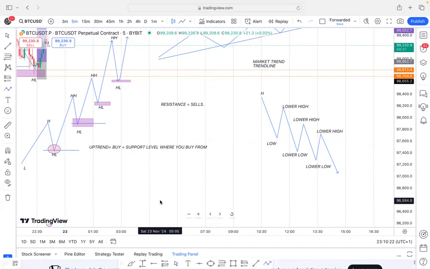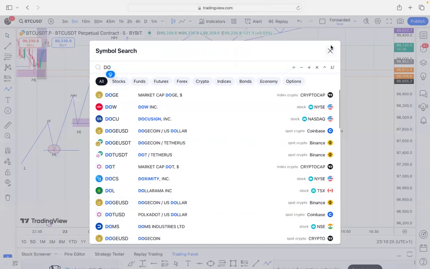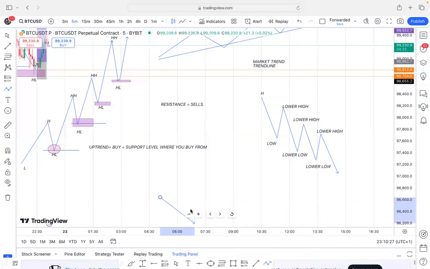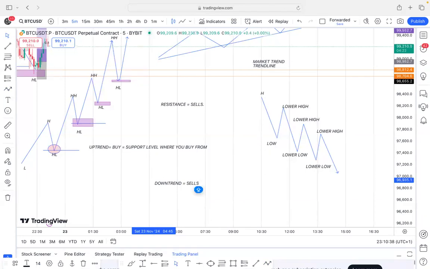So when we talk about downtrend, we know that this is where sellers come into the market. Downtrend, which is bearish, equals sales, right? Downtrend equals sales equals the level where you take your sell trade from, which is the resistance level. That is where you want to sell from.